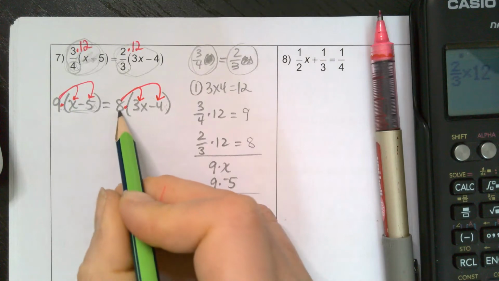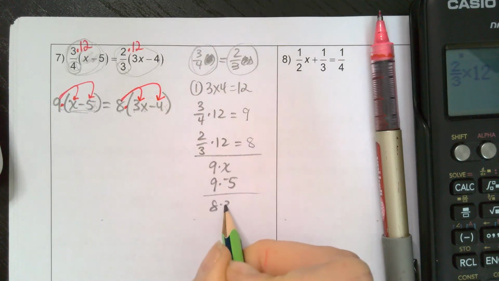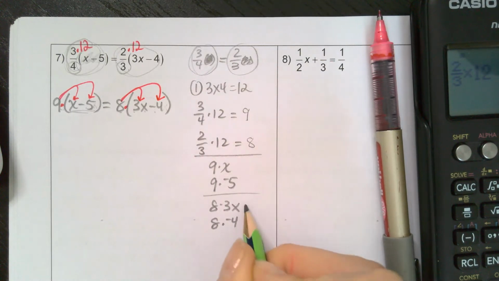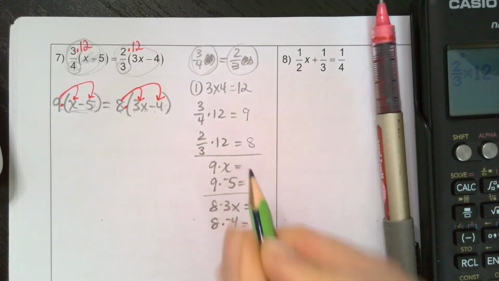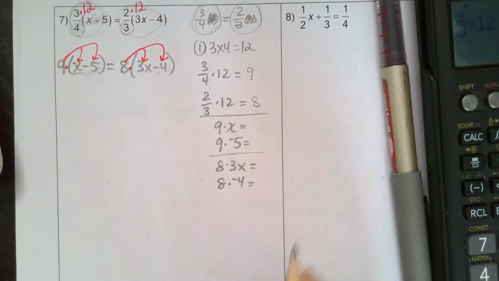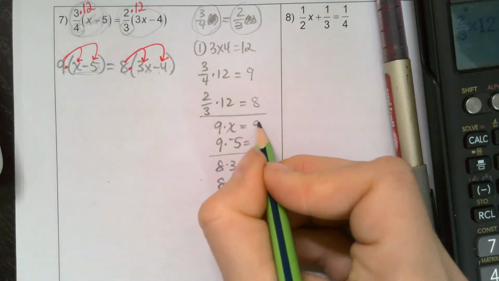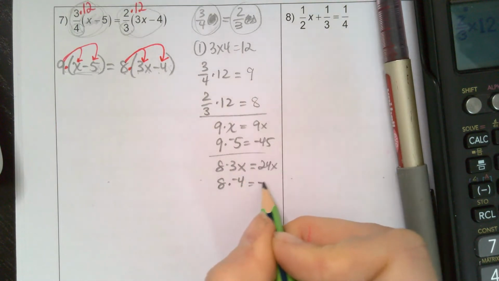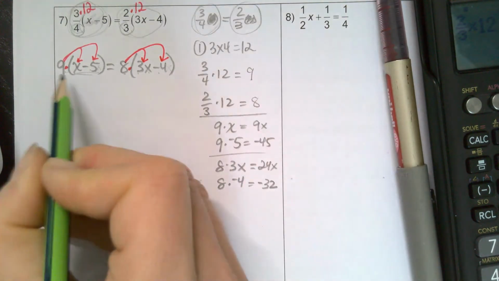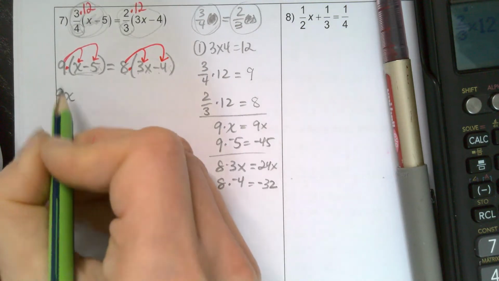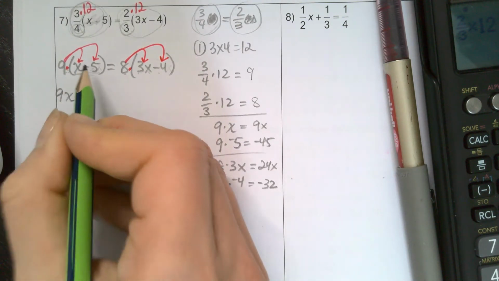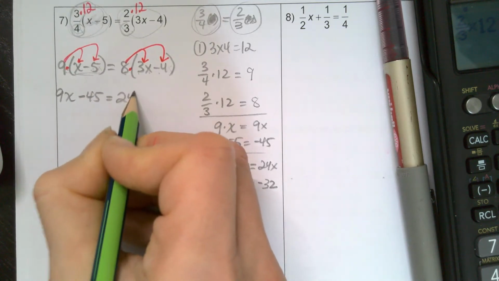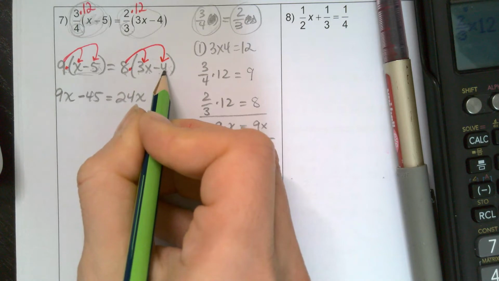So that's 9 times x and 9 times negative 5. And then here it's 8 times 3x and 8 times negative 4. Okay, so now that's 9x minus 45, 24x minus 32. So 9 times x is 9x. That's 9 times 5, minus 45. 8 times 3x is 24x. 8 times a negative 4 is negative 32.